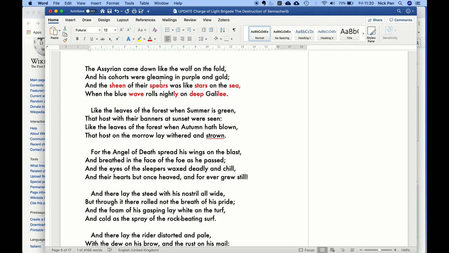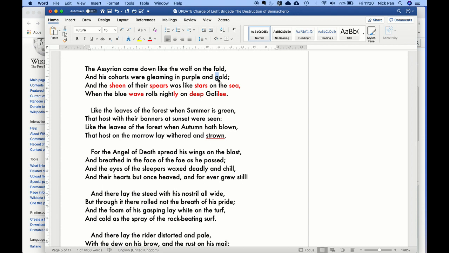"The Assyrian came down like a wolf on the fold, and his cohorts were gleaming in purple and gold." So, fold and gold, it has a nice rhyming structure going on, end rhymes. There's nothing deeper going on, I would say, than it just being enjoyable to read. And when something does have a nice end rhyme like that, it is slightly lighter in tone than something that doesn't.